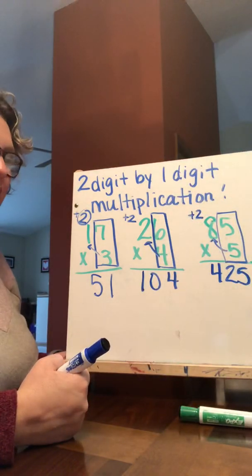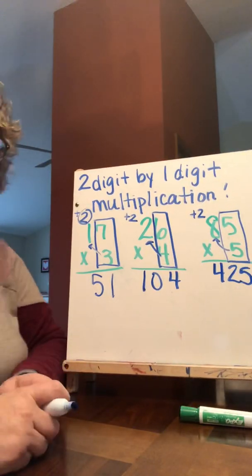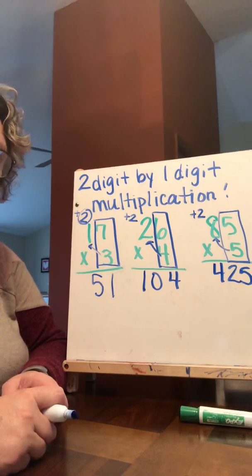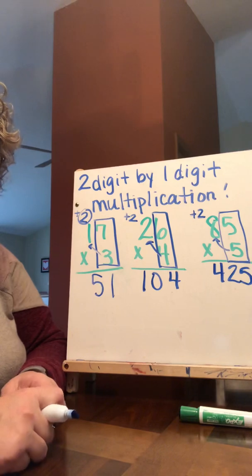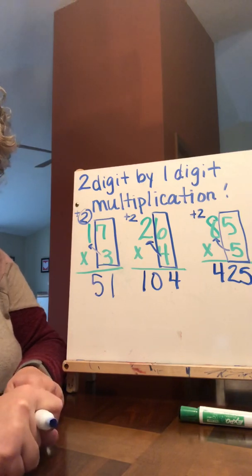85 times 5 is 425. Hopefully that makes sense to you, and I hope that you will continue to practice on the worksheet that is available for you to do.